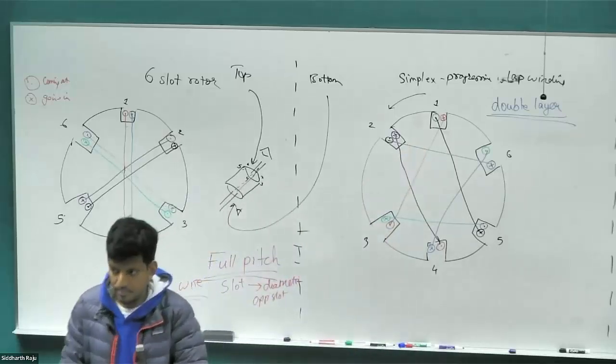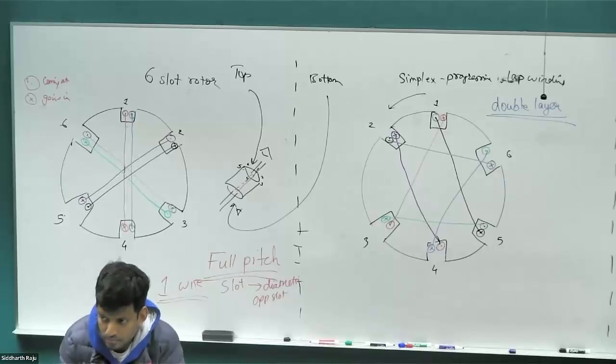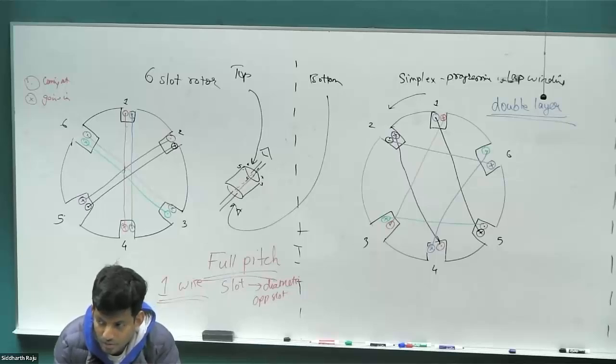Yeah, Ben. Is there a reason why you don't go to the adjacent slot? You're talking about minimizing copper. You jump 2 slots. Is that just the convention for this winding type?